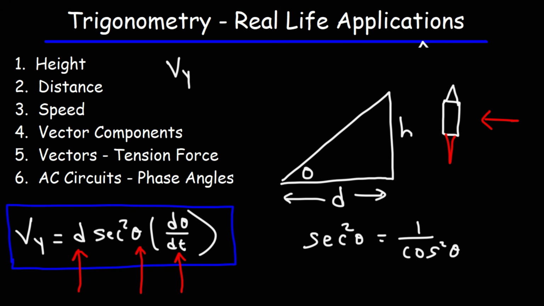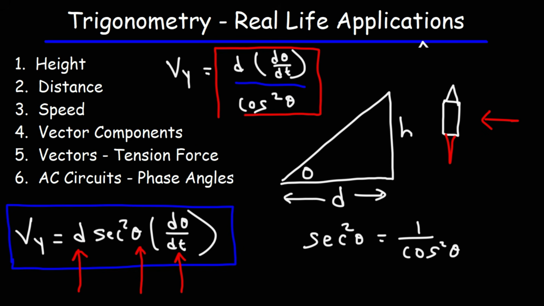So we can say that the vertical speed, the instantaneous vertical speed, is going to be d times d theta over dt, divided by cosine squared theta. Now for this formula to work, theta has to be in radians, not in degrees.